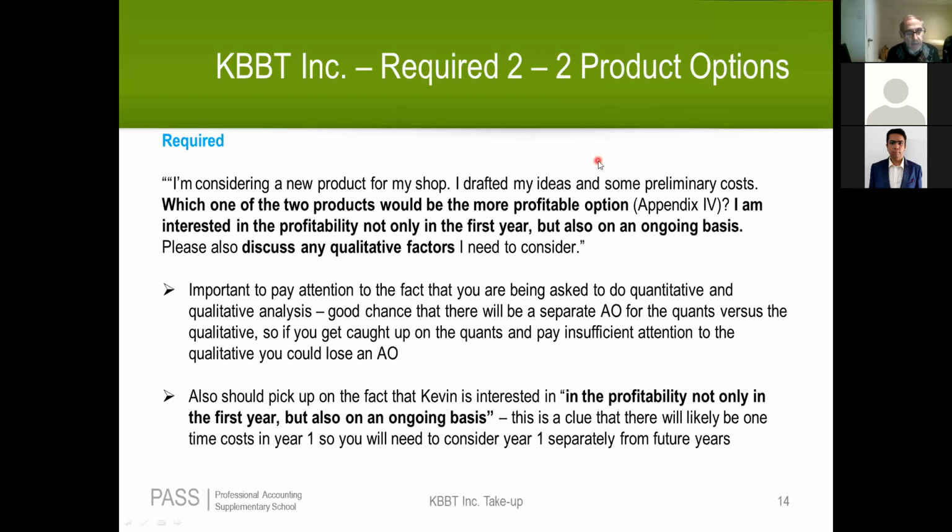This concludes the planning aspect of the case, i.e. identification of requireds, ranking, time allocation, and integration. We're now going to move on in the next video to the 2 product options.